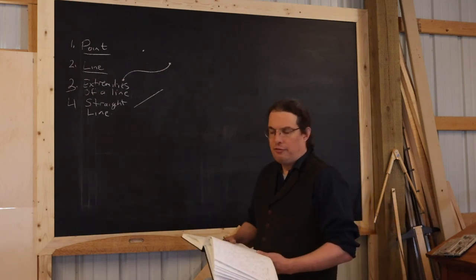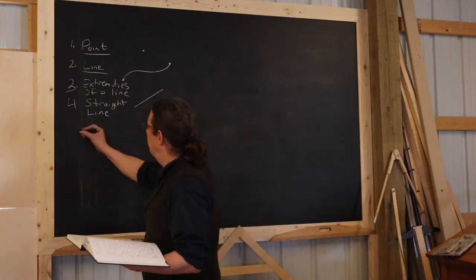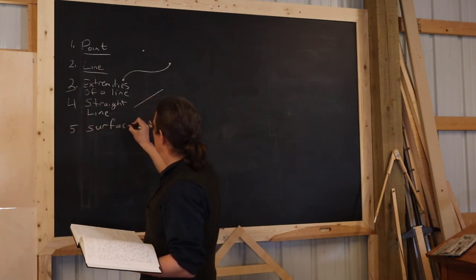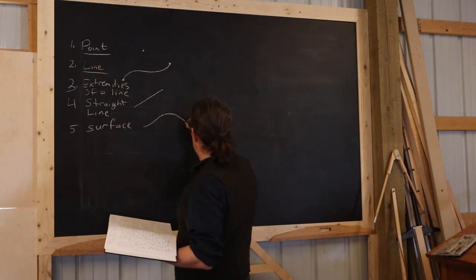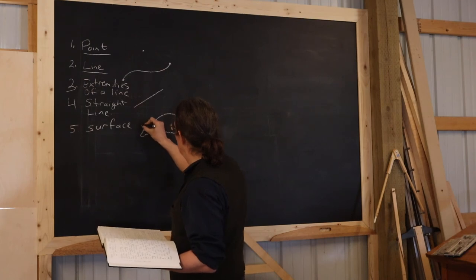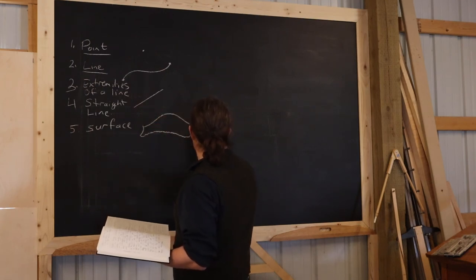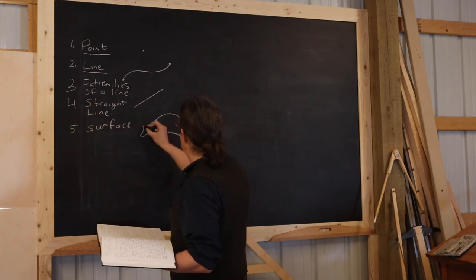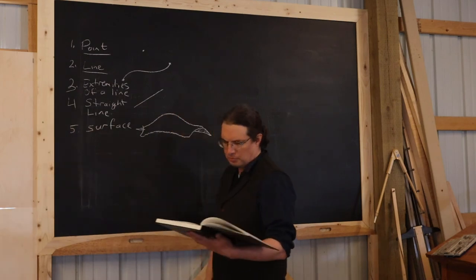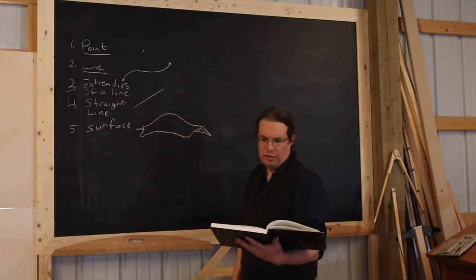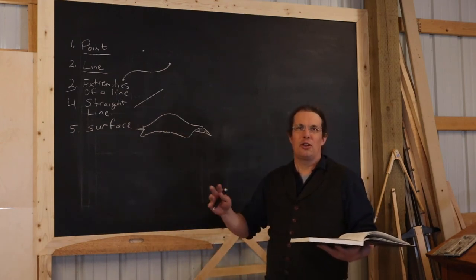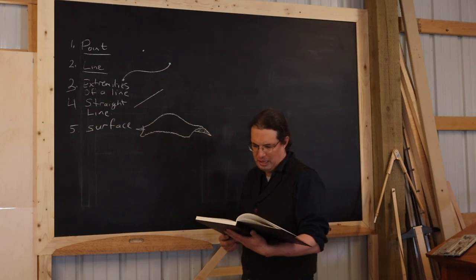Okay, the next few definitions have to do with surfaces, and of course the first one, definition five, is for a surface. So Euclid says a surface is that which has length and breadth only. So you can think of it as a curved sheet that has no thickness in space.